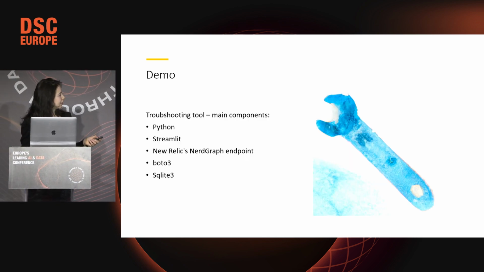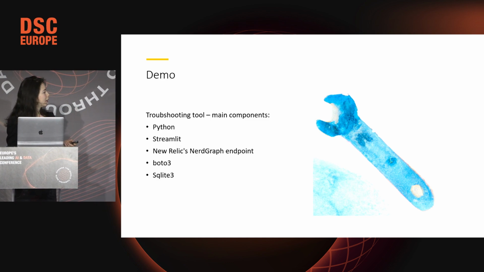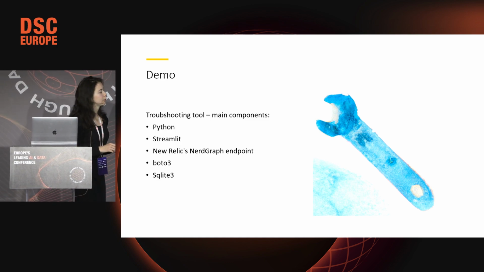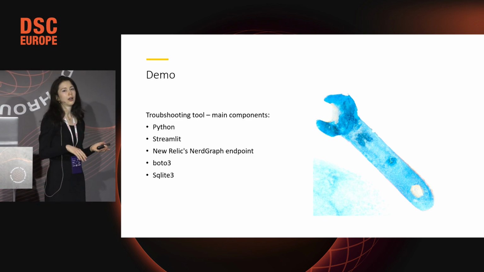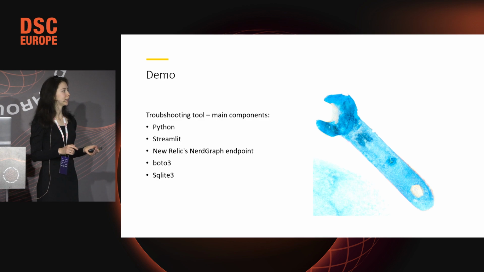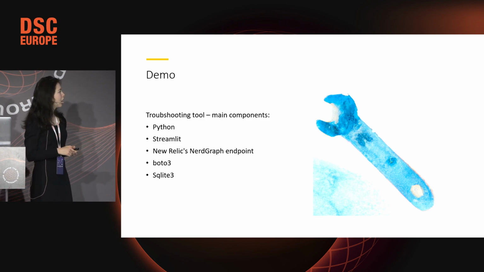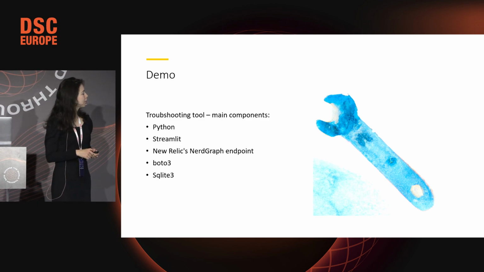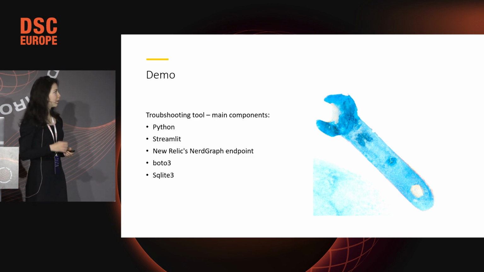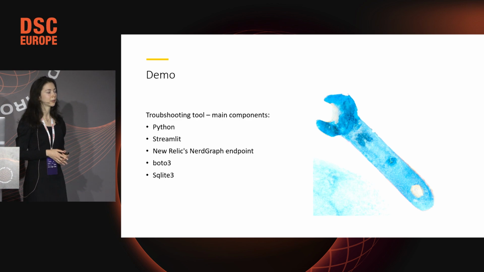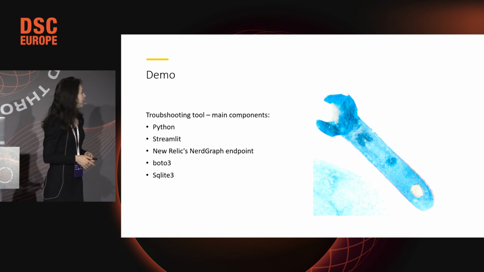Okay, so next one. And for the troubleshooting part of that, we got a glimpse of what the endpoint does and what metrics it produces. And the next part is the dashboard troubleshooting tool. It's done in Python. And I used Streamlit, which I really like, because of its simplicity, but still the functionality that it provides for the user.